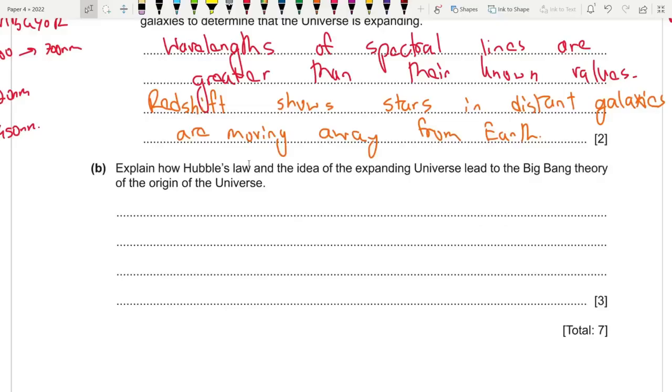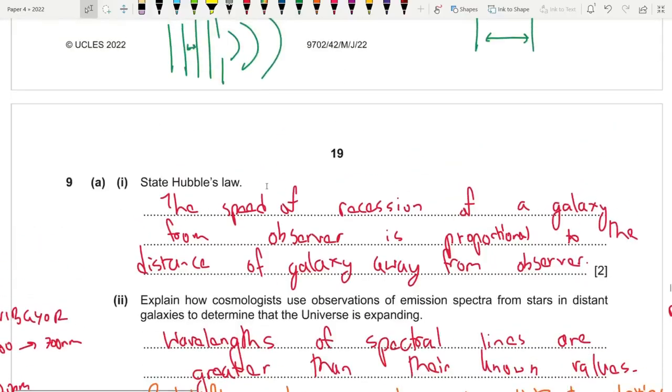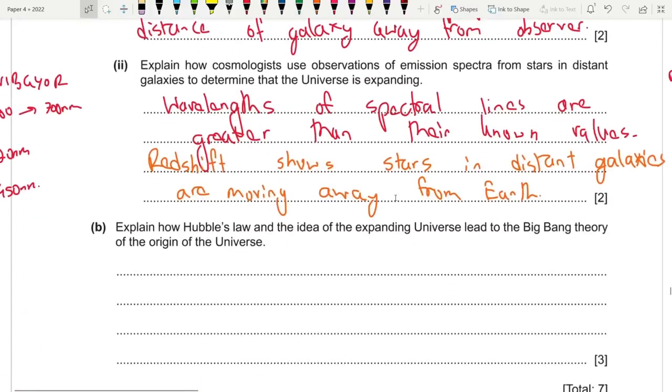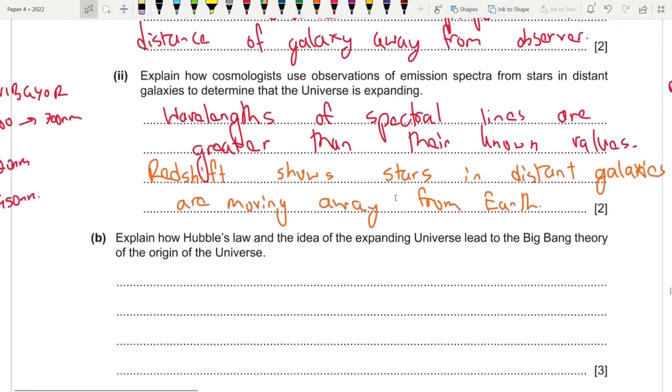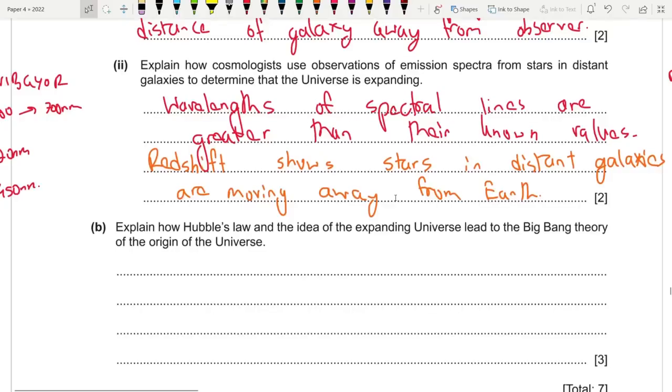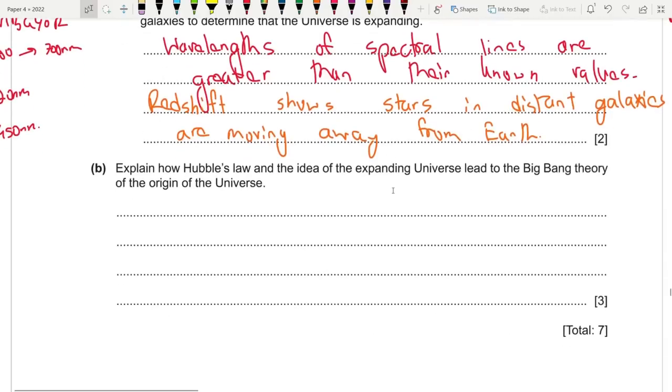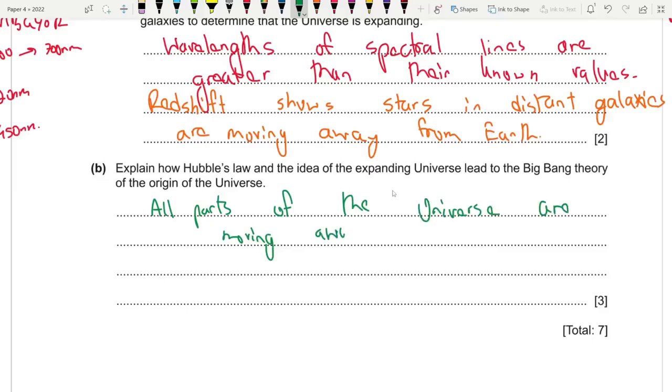The Big Bang theory states that it all started from one single explosion and it has never stopped expanding. So Hubble's law states that the speed is proportional to the distance. And the idea of the expanding universe means that all the parts of the universe are moving away from each other. So I'm going to refer to the second answer first. We can say that all parts of the universe are moving away from each other.